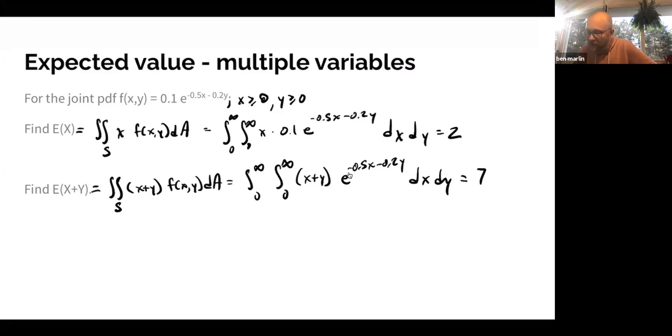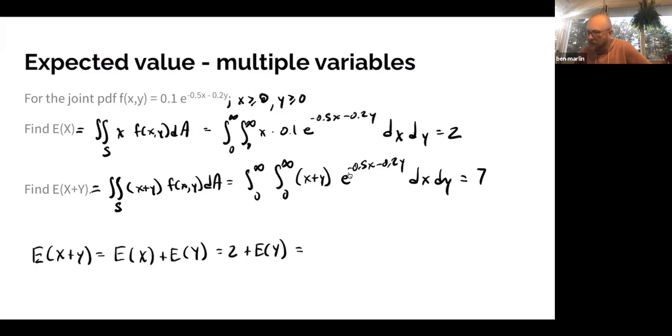By the way, here's something that is convenient to know. The expected value of x plus y, expected value is a linear operator, and linear operators you can go ahead and distribute out like that. Since you know the expected value of x is 2, and you know the expected value of x plus y is 7, then you can figure out the expected value of y turns out to be 5. Kind of neat, maybe not all that earth-shaking though.